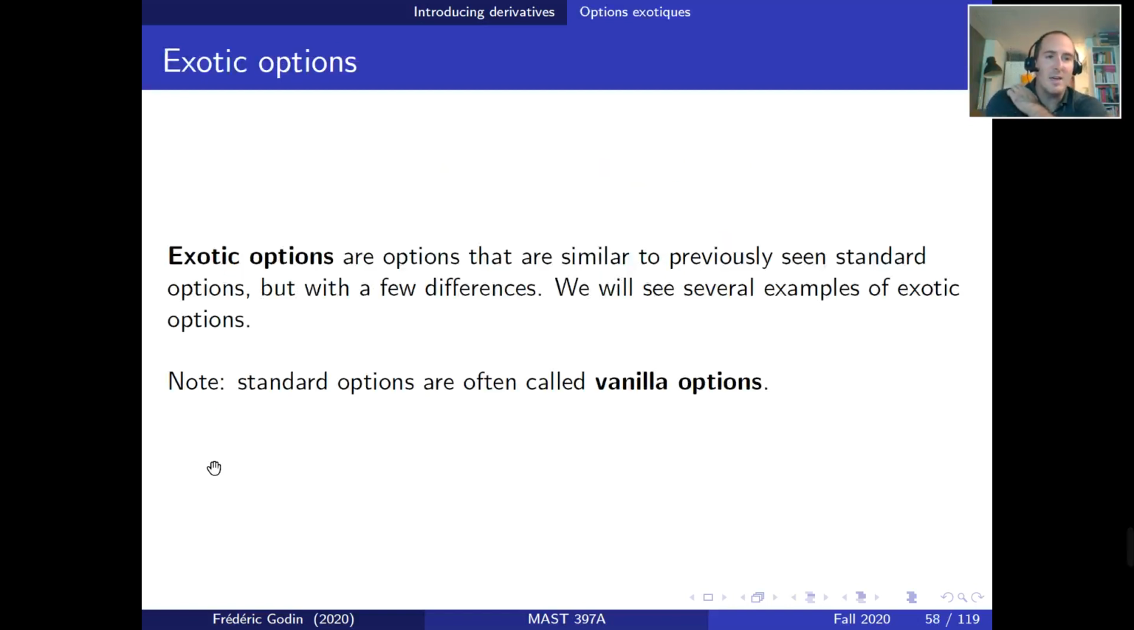Now we discussed regular options or standard options, which are often referred to as vanilla options. In practice, we have some options that are more complicated than the ones we've studied, and these are typically referred to as exotic options. Exotic options have features similar to vanilla or standard options, but they have some features that are a bit more complicated. This is why we call them exotic, because they're not traditional options.